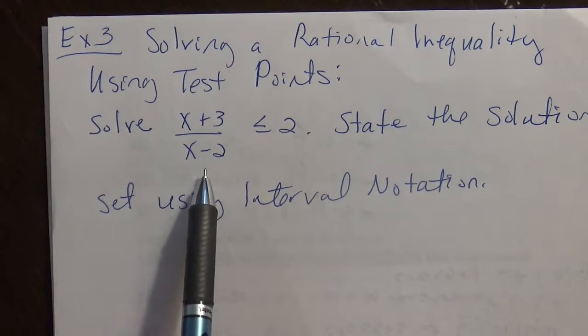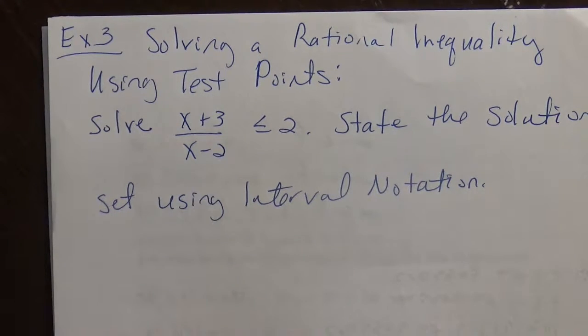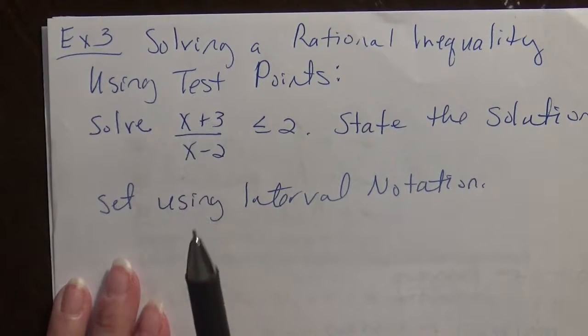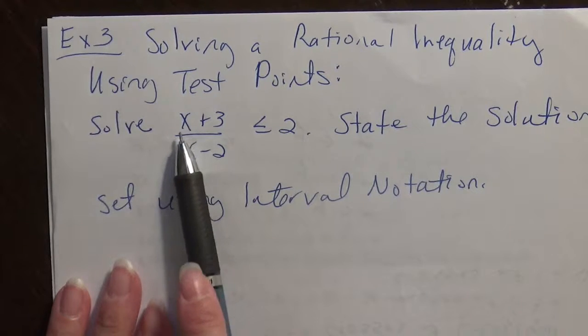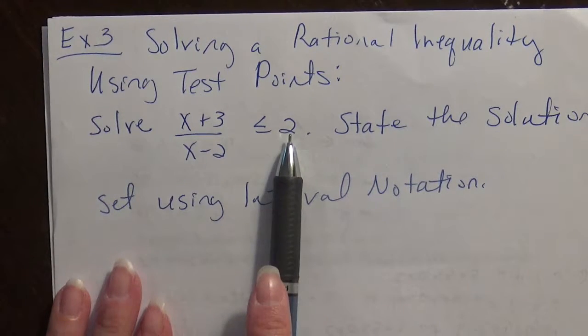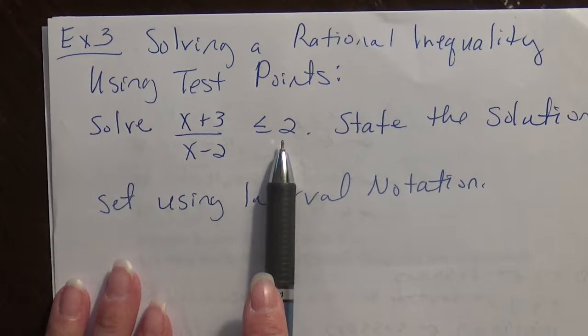And sometimes the graph might cross the x-axis at the asymptote. Before we can do anything though, we need to have our rational function compared to a 0 over here. We don't need to have a constant sitting over here.